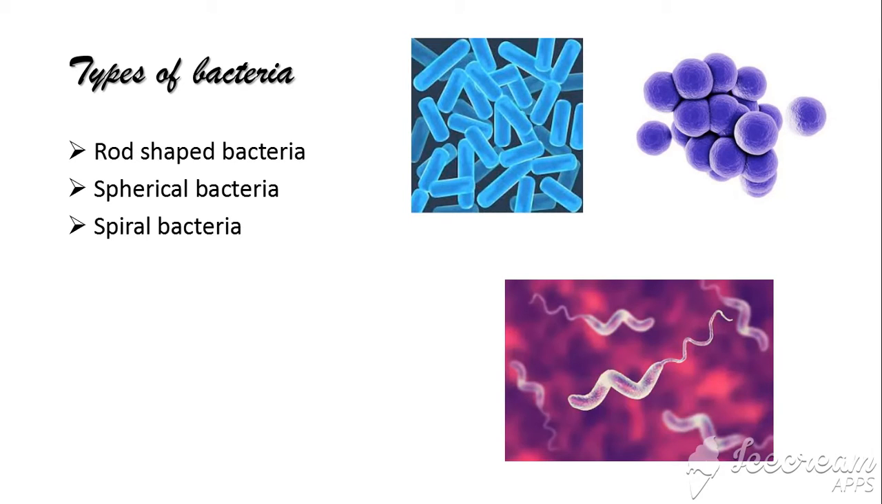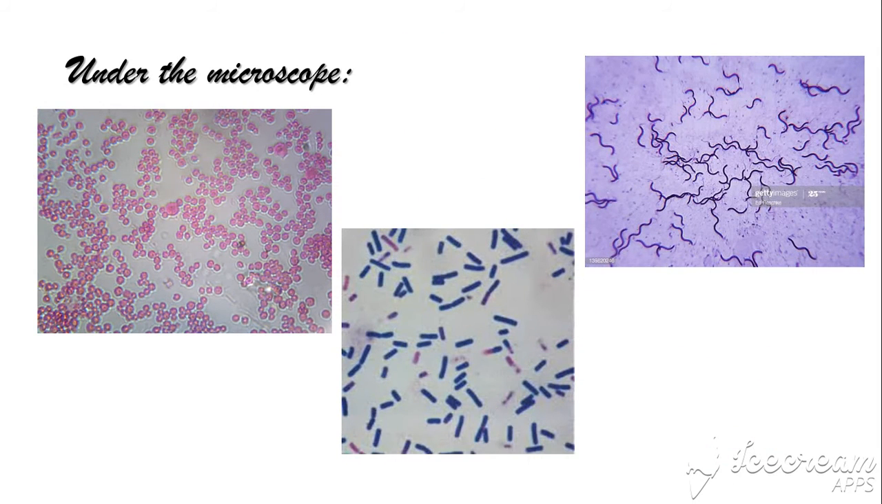Interesting. Continuing with bacteria, these are the three shapes of bacteria: rod, spherical, and spiral. How do they look under a microscope? These are actually the spherical bacteria, rod shaped bacteria, and spiral bacteria.